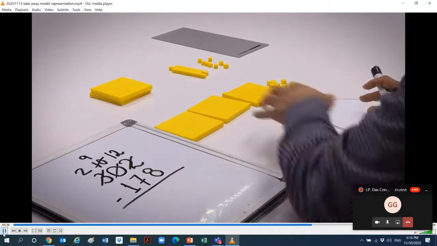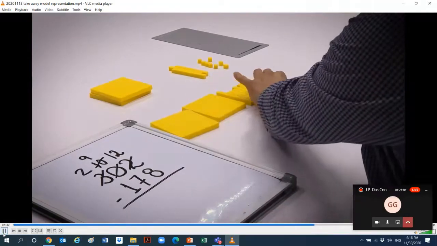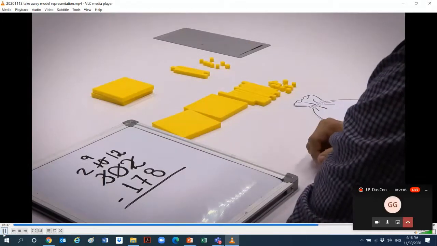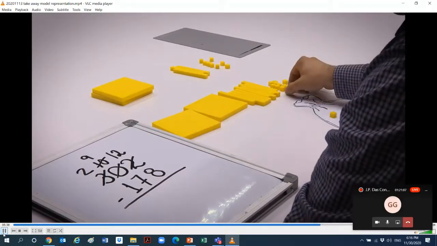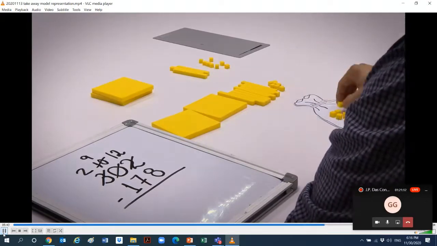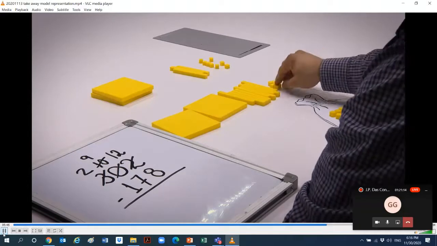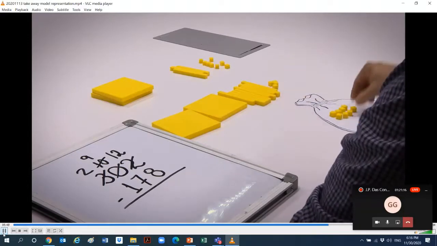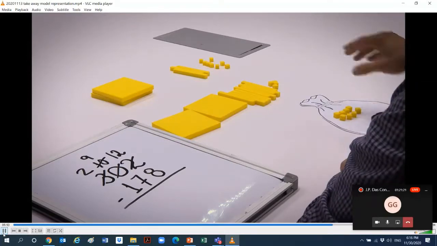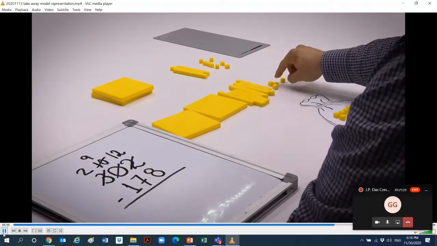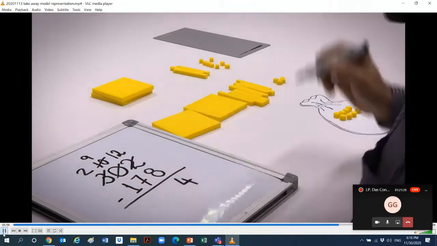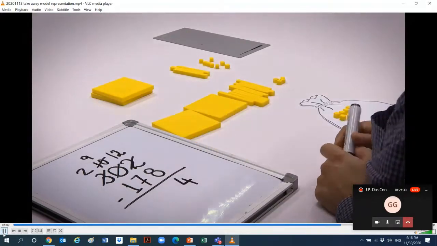And let's see right now if I can take away 178. So I need to take away 8, and I have the cubes right now. 1, 2, 3, 4, 5, 6, 7, 8. So here are the 8 little cubes in my bag. And how many am I left with? 1, 2, 3, 4. So I'm having 4 little cubes left.